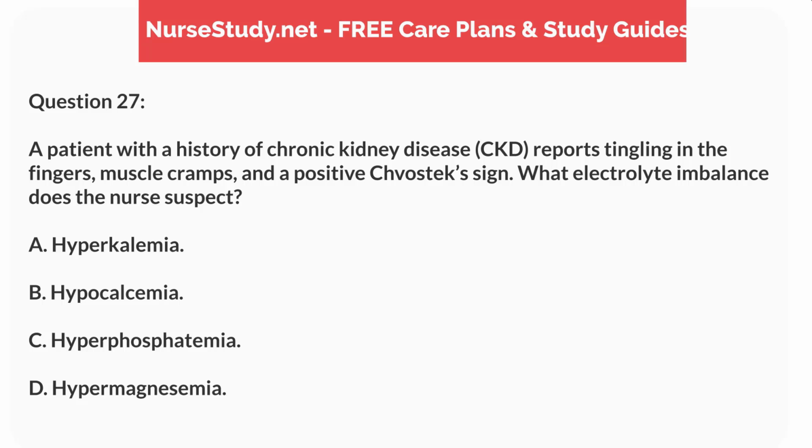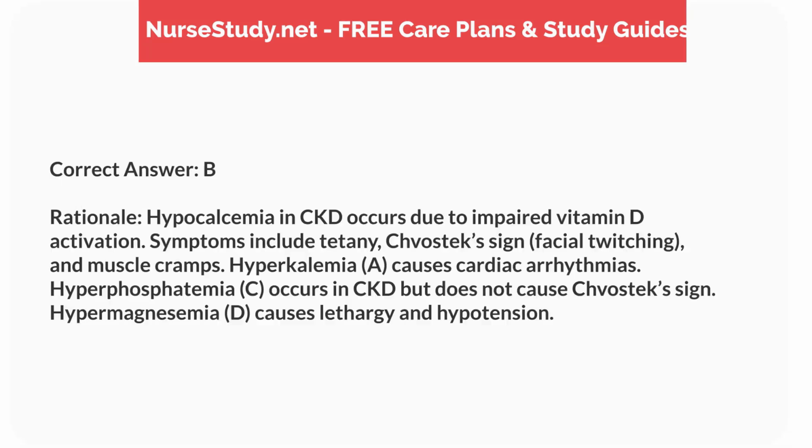A. Hyperkalemia. B. Hypocalcemia. C. Hyperphosphatemia. D. Hypermagnesemia. Correct answer, B. Rationale: hypocalcemia in CKD occurs due to impaired vitamin D activation. Symptoms include tetany, Chvostek's sign, facial twitching, and muscle cramps. Hyperkalemia, A, causes cardiac arrhythmias.